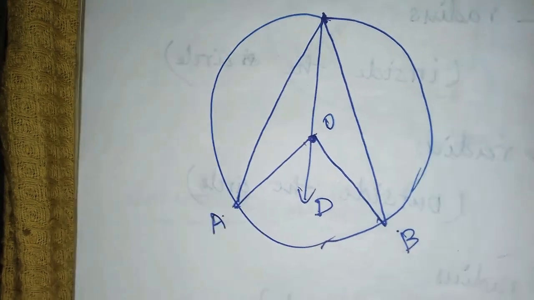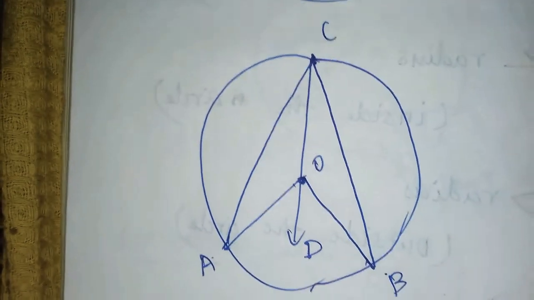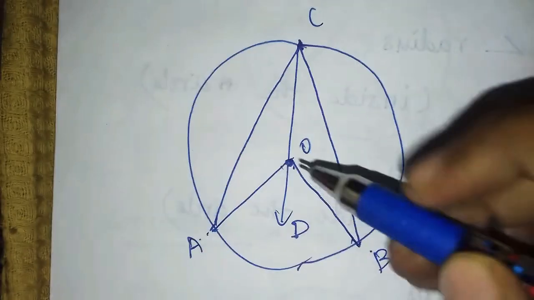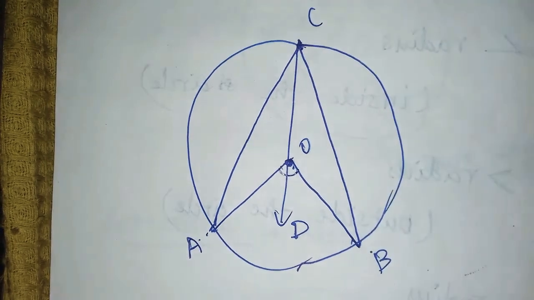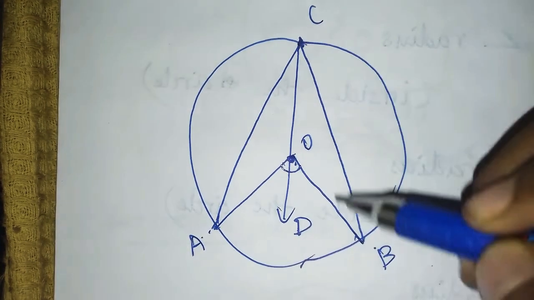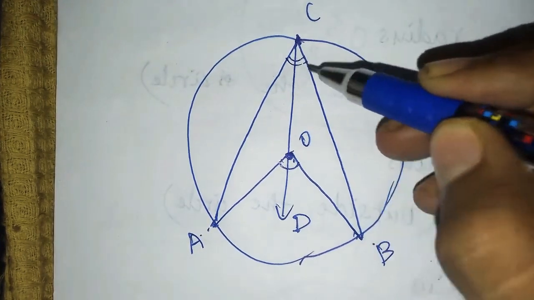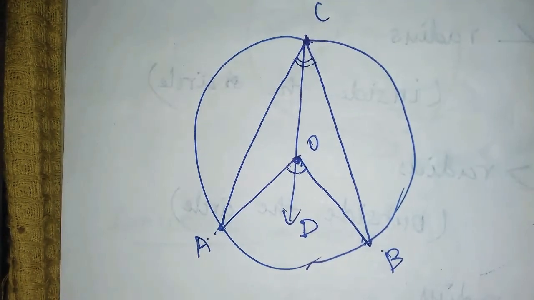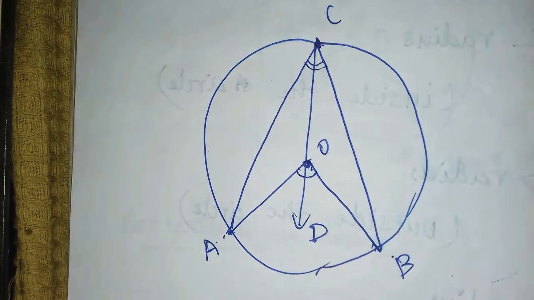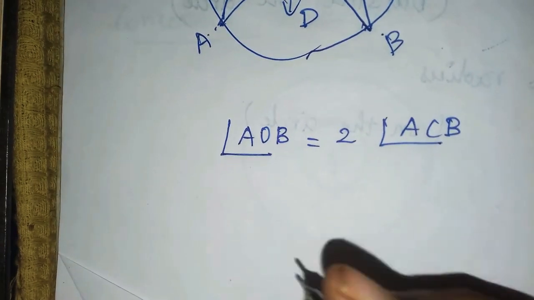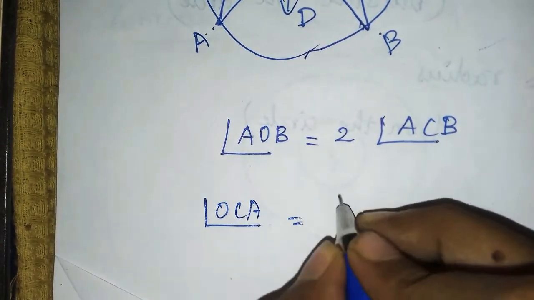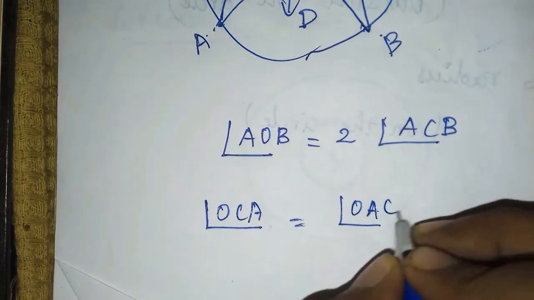Okay, for this what we have to find? See the diagram. Here angle AOB, this angle will be twice of angle ACB. This angle will be twice of this angle. Like that we have to find. For that, first let us see angle OCA is equal to angle OAC.